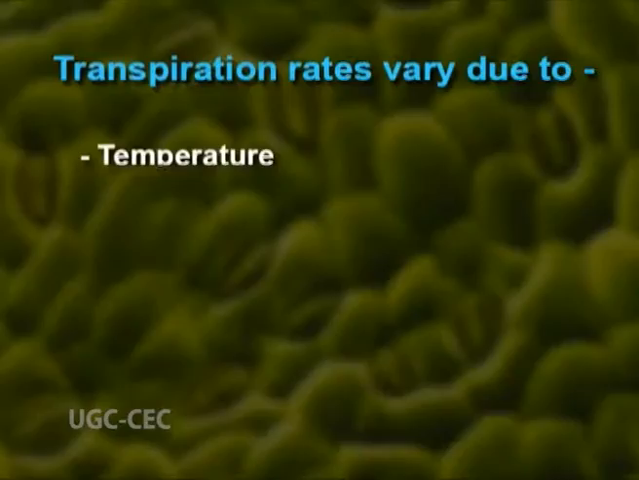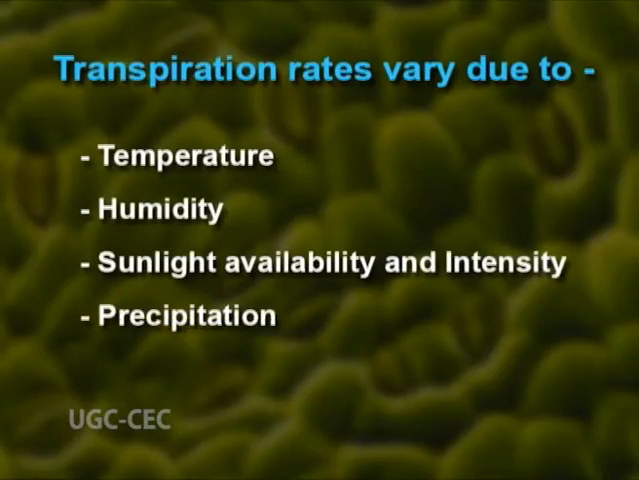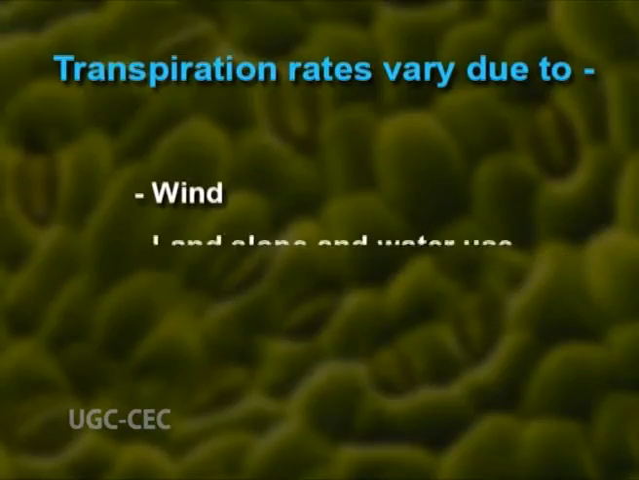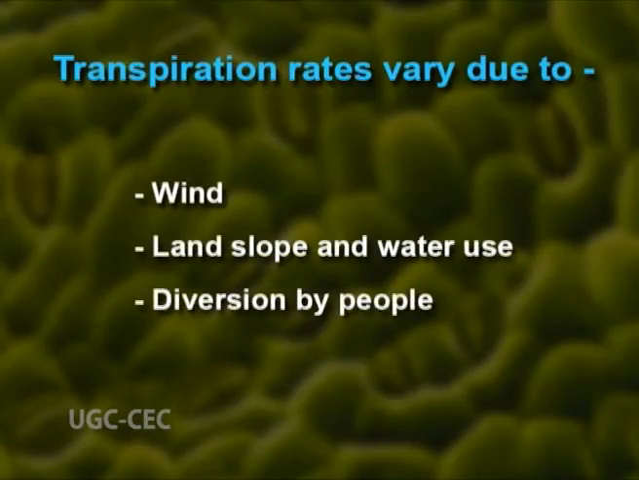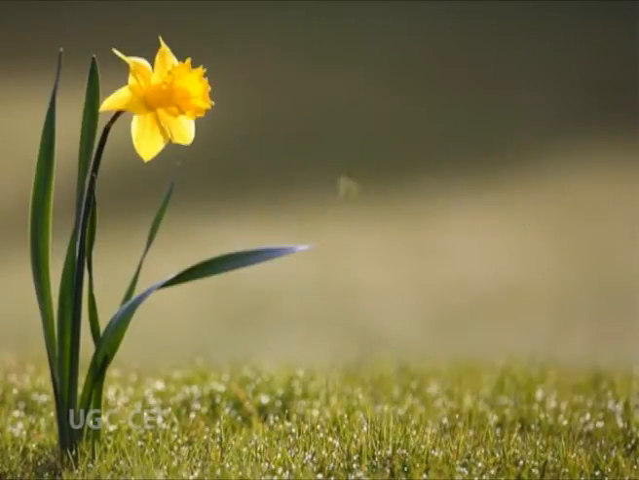Transpiration rates vary widely depending on weather conditions such as temperature, humidity, sunlight availability and intensity, precipitation, soil type and saturation, wind, land slope and water use and diversion by people. Atmospheric factors affecting transpiration. The amount of water that plants transpire varies greatly geographically and over time. There are a number of factors that determine transpiration rates.